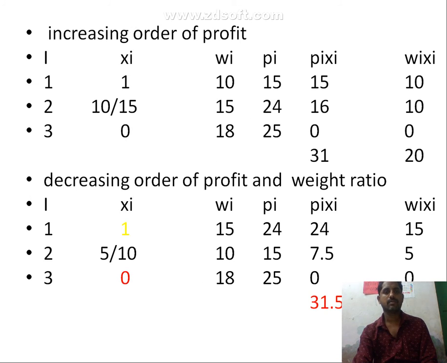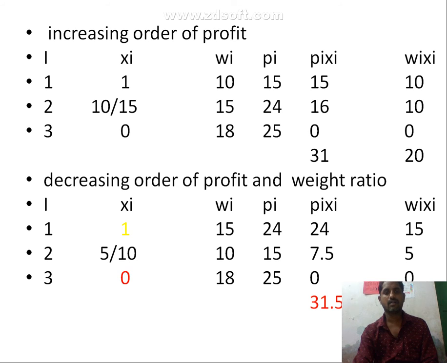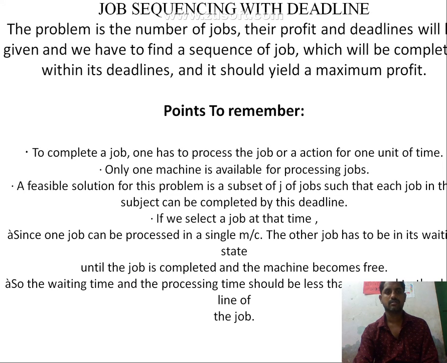Then for the abstract problem, you can go for 3 approaches: the first one is decreasing order of profit, the second is increasing order of weight, and the third is decreasing order of profit and weight ratio. Okay. In job sequencing with deadline, the number of jobs, their profits and deadlines will be given, and we have to find the sequence of jobs which will be completed within its deadlines, and it should yield a maximum profit. Okay.